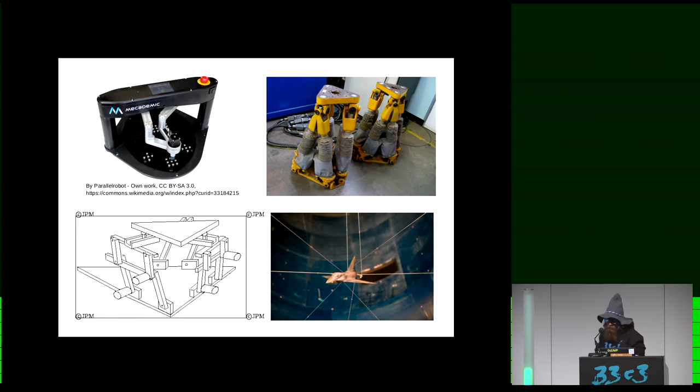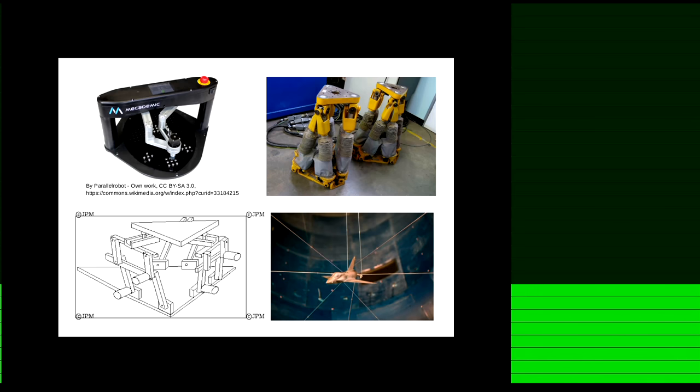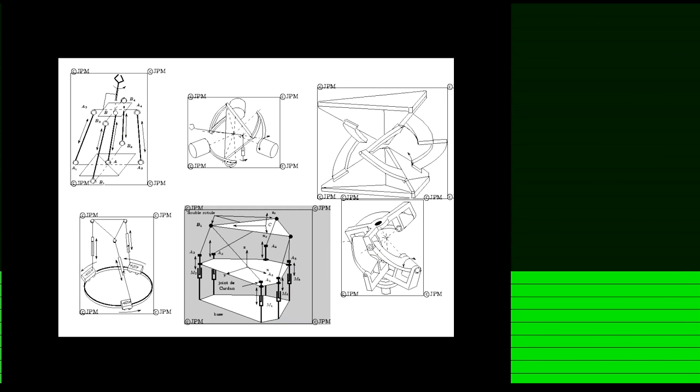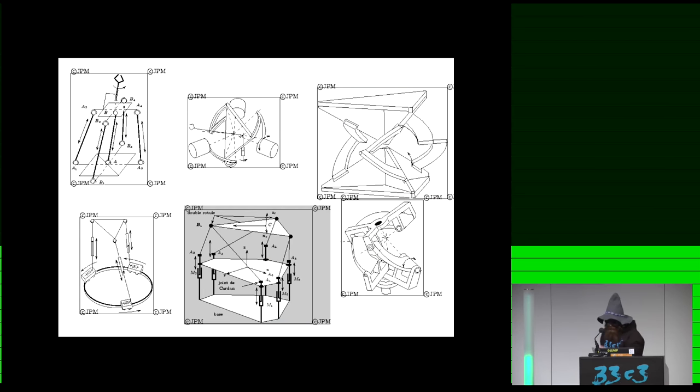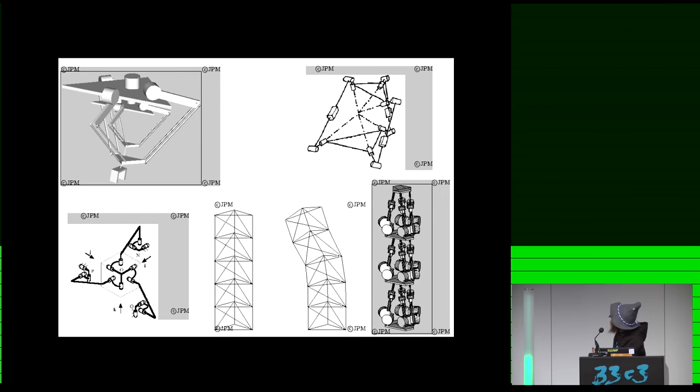The workspace is also segmented into different smaller workspaces because of singularities. If you know the DXR type robot, you've probably seen it. There are many, many types of parallel robots, most trying to avoid the singularities. We have some really strange architectures, but there are always some limitations.